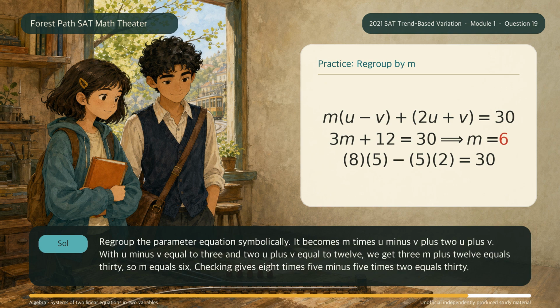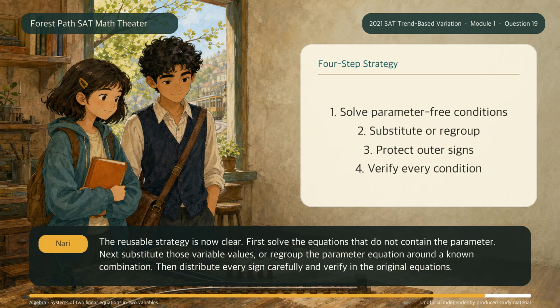Regroup the parameter equation symbolically. It becomes m times (u minus v) plus 2u plus v, with u minus v equal to 3 and 2u plus v equal to 12. We get 3m plus 12 equals 30, so m equals 6. Checking gives 8 times 5 minus 5 times 2 equals 30. The reusable strategy is now clear. First, solve the equations that do not contain the parameter. Next, substitute those variable values or regroup the parameter equation around a known combination. Then distribute every sign carefully and verify in the original equations.